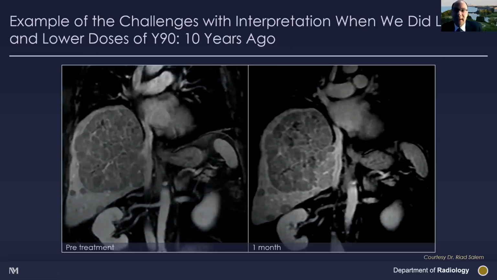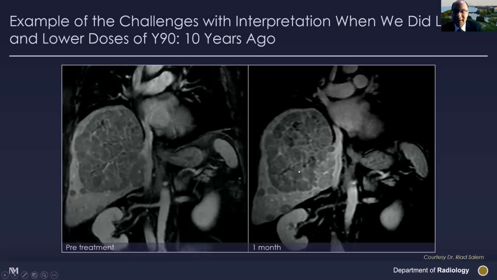low-dose therapy and lower doses of yttrium. This was about 10 years ago. So you can see this relatively large mass and several satellite lesions involving the liver from HCC. And this is 1 month after therapy. So at this point, I would probably call the interventionalist and say, did you target the lesion, let alone the liver?